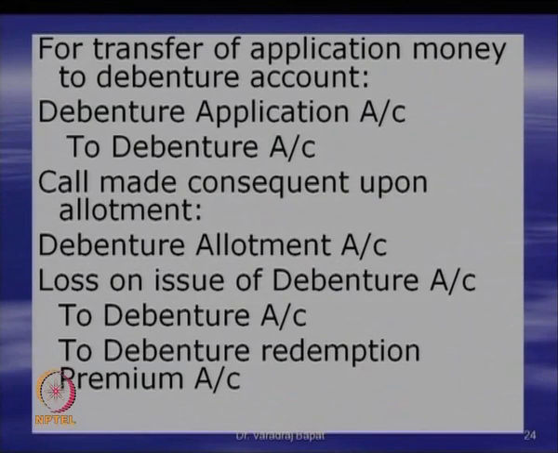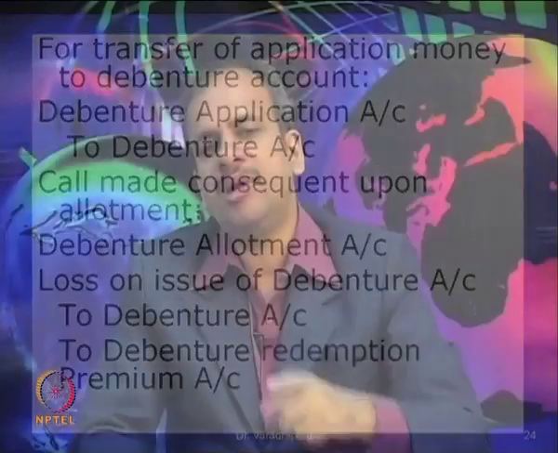So, here debenture allotment account is debited, loss on issue of debenture account is debited, to debenture account and to debenture redemption account. What you should note is, along with the credit to debenture account, one extra account known as debenture redemption premium account is created. So, when the debenture of 100 rupees is to be repaid, let us say at 106 rupees, that 6 rupees is known as redemption premium. It is credited to an account known as debenture redemption premium account.